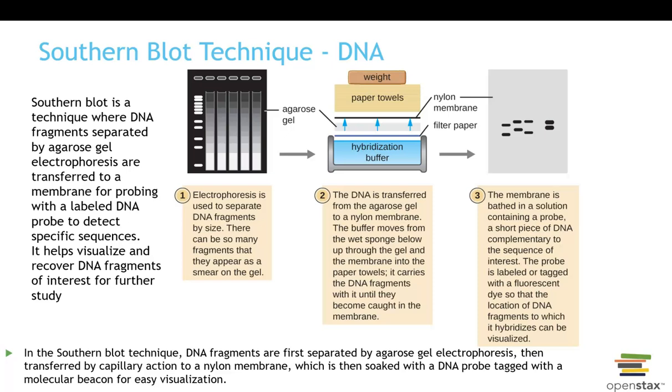So after they separate the DNA on the gel, they make a sandwich. They put a big tray with the hybridization buffer, because they're going to hybridize the DNA, and we're going to use a probe here as well.